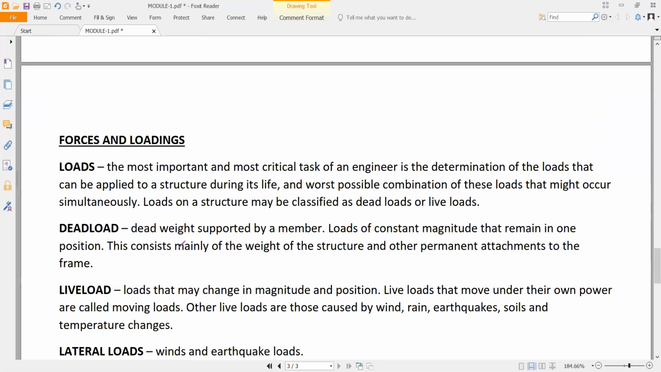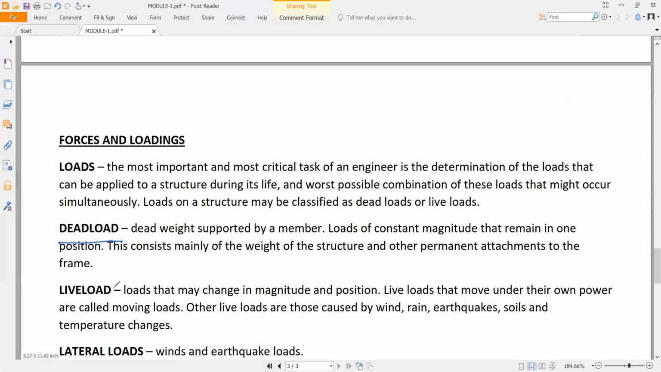So for the dead load, yung dead load natin, these are loads na hindi gumagalaw. Yun yung basically. These are fixtures, the structure itself is the dead load, yung mga structural members, beams, columns, dead load yan. Hindi lumilipat ng lugar. Yung mga fixtures natin, dead load yan.